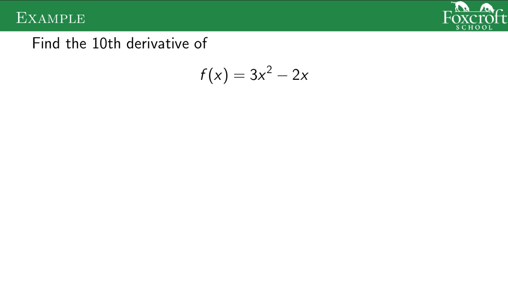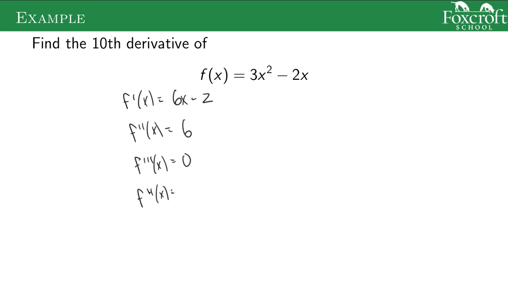In this example, we're going to find the 10th derivative, so it's going to take a while. First derivative is going to be 6x minus 2. Second derivative is going to be 6. Third derivative, we know the derivative of just any constant is 0. Oops, that's your third derivative. Fourth derivative, derivative of 0 is 0. Fifth derivative, 0. I think you can see where this is going. 6, 7, 8, 9, 10. By the time we get to the 10th derivative, it's just 0.